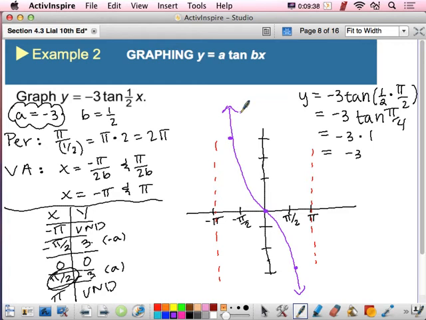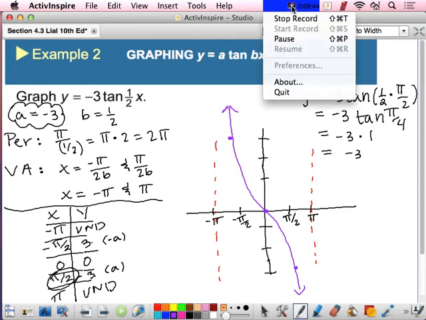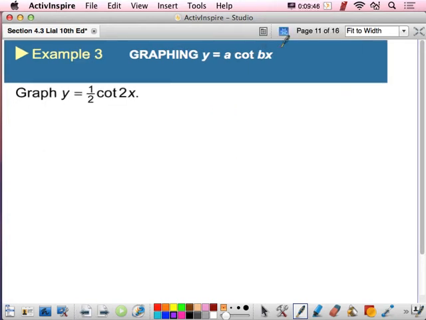Any questions about those tangent graphs? Okay. Let's see what we have next. Let's look now at a cotangent function where A and B are not 1. We have y equals 1/2 cotangent of 2x. So we can see that A is positive 1/2 and B is positive 2.